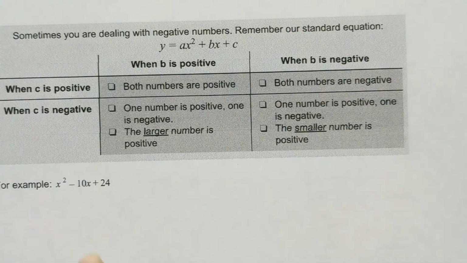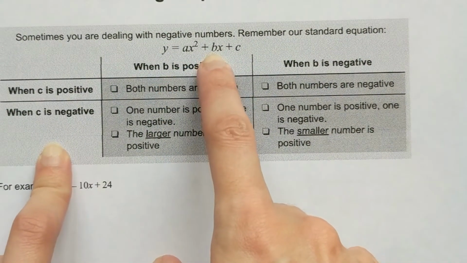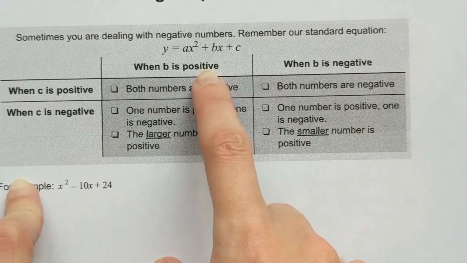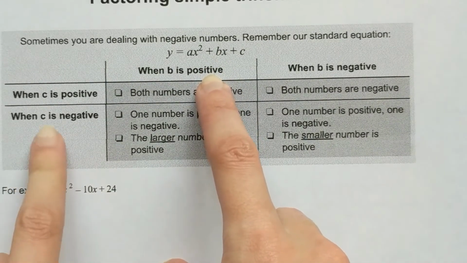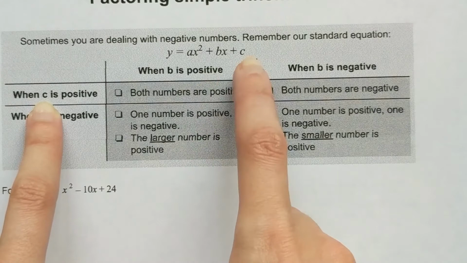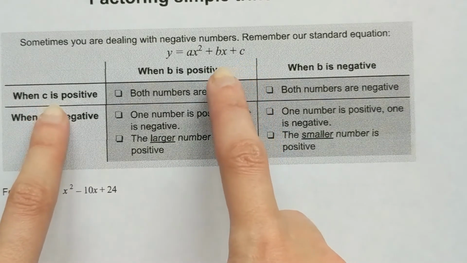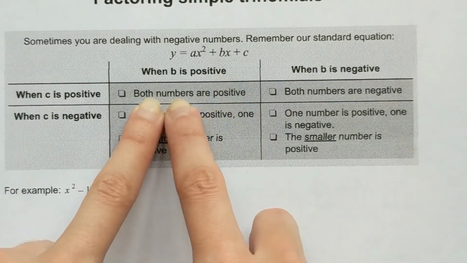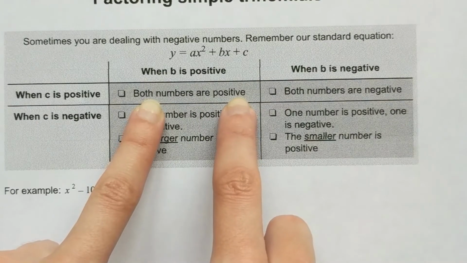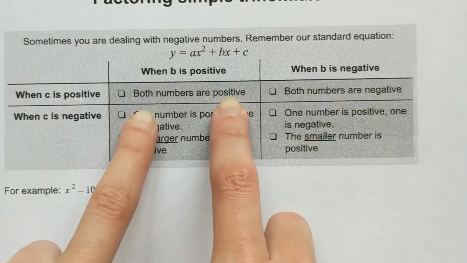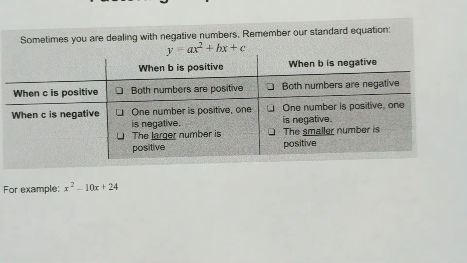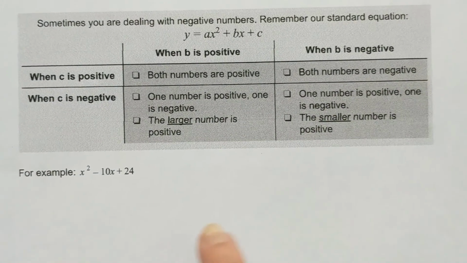We have just seen an example where b, which is the coefficient beside x, is a positive number, and when c, which is the number that's on its own, is also positive. I knew that both of the numbers that I was going to come up with were going to be positive, but that's not always the case. Let's look at another example here. x squared minus 10x plus 24.